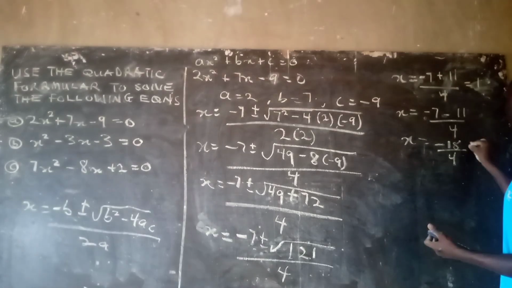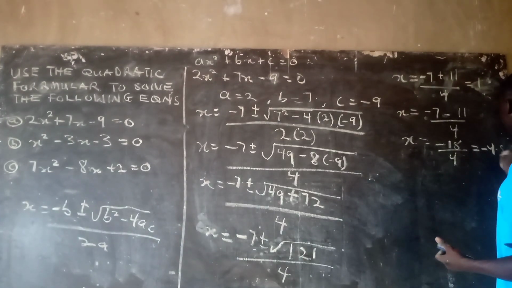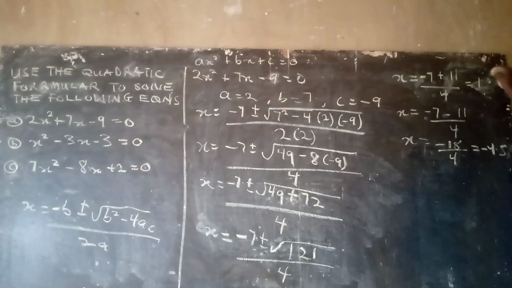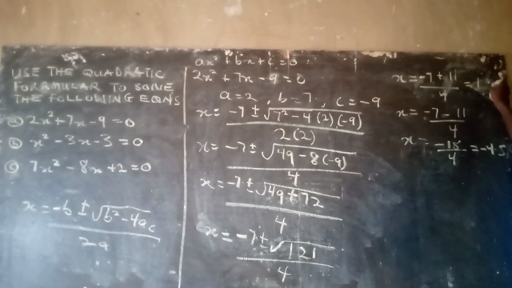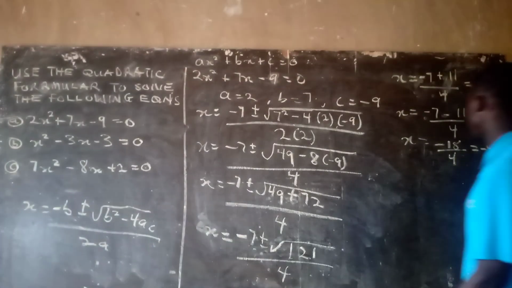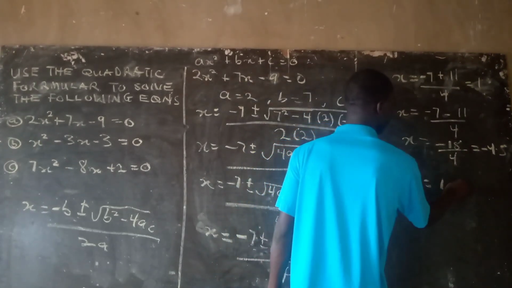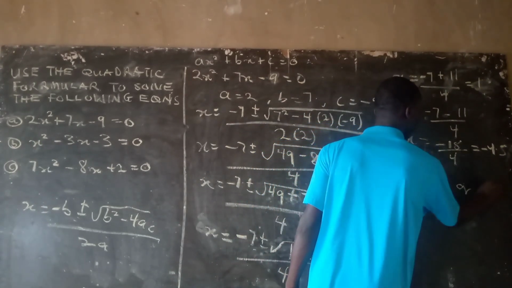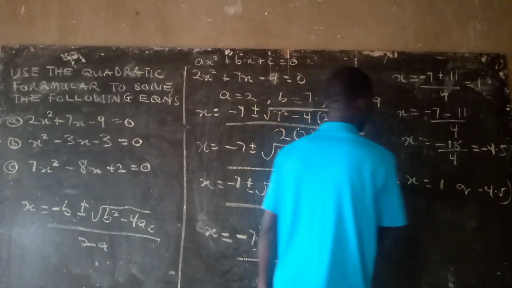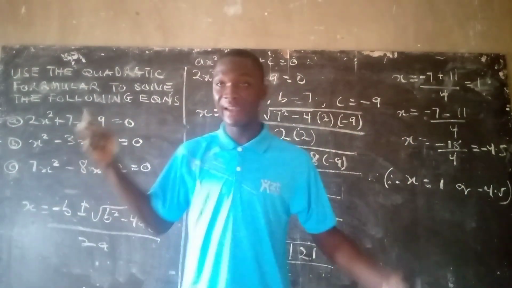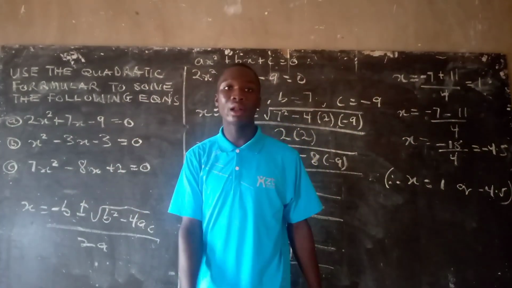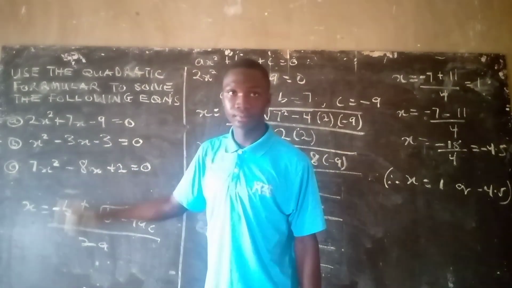We have negative 4.5. So you have the value of x to be 1 and the value of x to be negative 4.5. So therefore x is equal to 1 or negative 4.5 as our final answer for the first question, the A. Now let's move on to B.